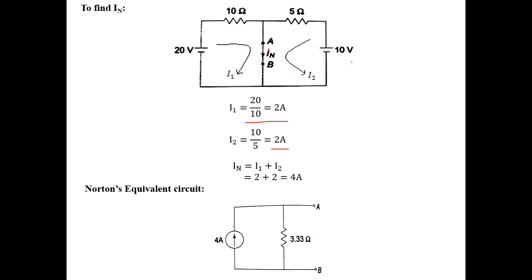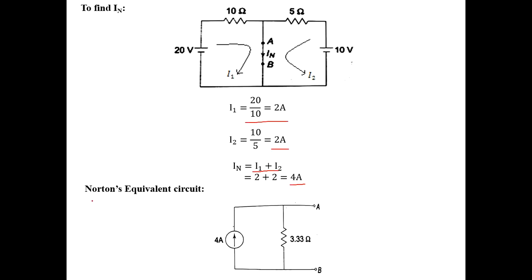Next, we have to find the Norton current in this terminal. Here, in this terminal, the currents I1 and I2 are flowing. Both are in the same direction, downward. So we can just add these two currents. We can write IN equals I1 plus I2. We found the values of I1 and I2. Just put the values and we get the answer 4 ampere. Norton current value is 4 ampere.